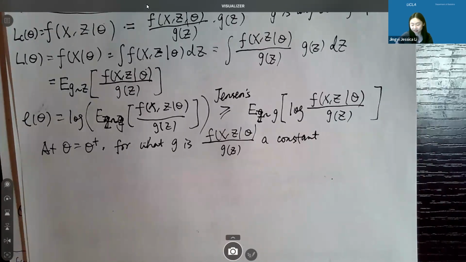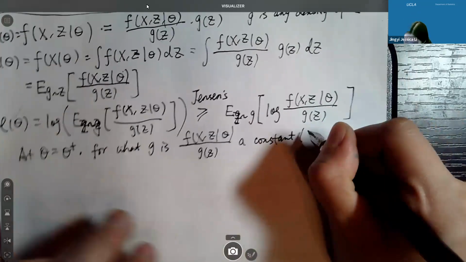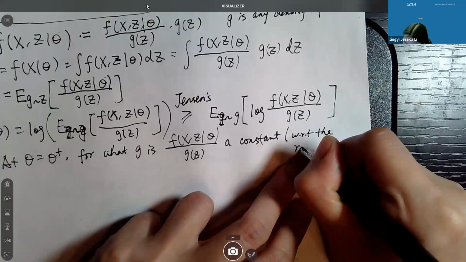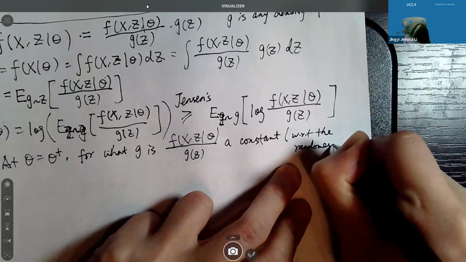By having it a constant, what do we have? What do we mean? It means that if it's a constant, it has nothing to do with z, right? Z is the randomness, where the randomness comes from. If this ratio has z removed, then we see it's a constant here. Okay, it's a constant with respect to the randomness of z.